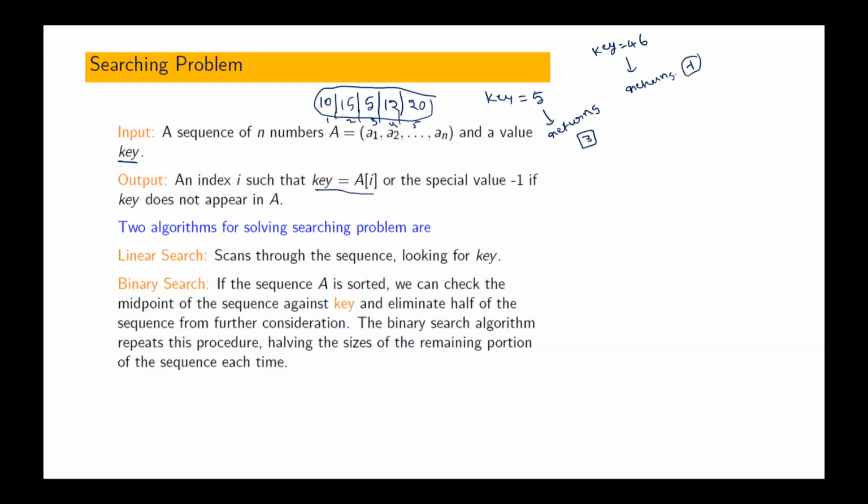Okay. Now there are different ways of solving this problem. One simple method that we have already discussed is linear search. It compares elements from one side to the other side, looking for the key each time. That's fine. There is another searching algorithm.